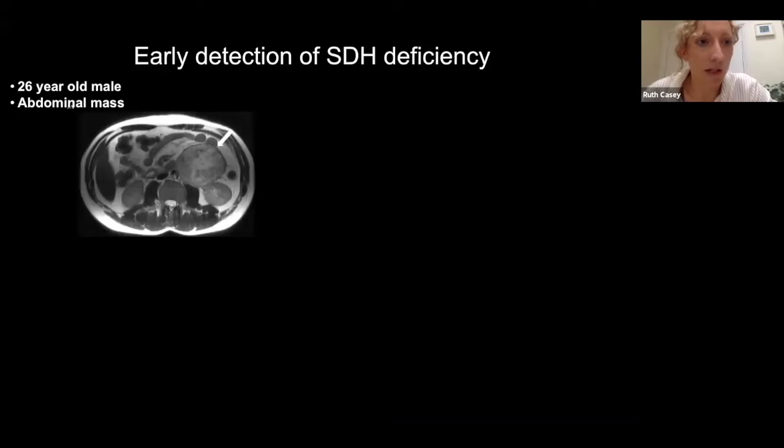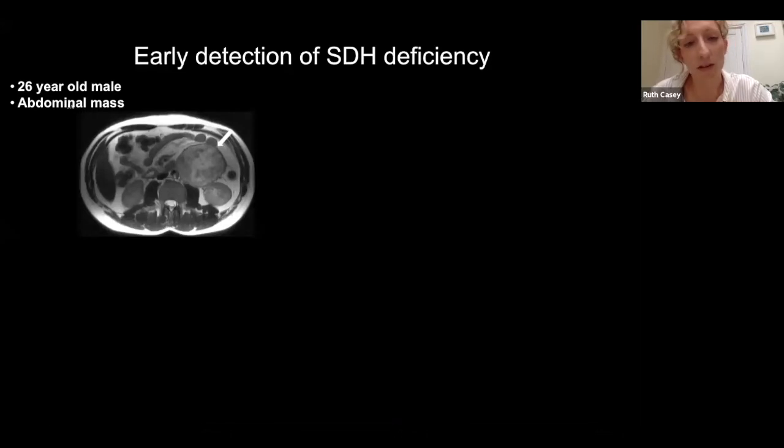So this is a 26-year-old male who presented with abdominal pain shortly after running the London Marathon in about 2017. He was diagnosed with this large retroperitoneal mass. Catecholamines were elevated, confirming that this was a paraganglioma. And given his young age and extra-adrenal location, we strongly suspected he had an SDH mutation. Of course, genetic testing takes a couple of months.